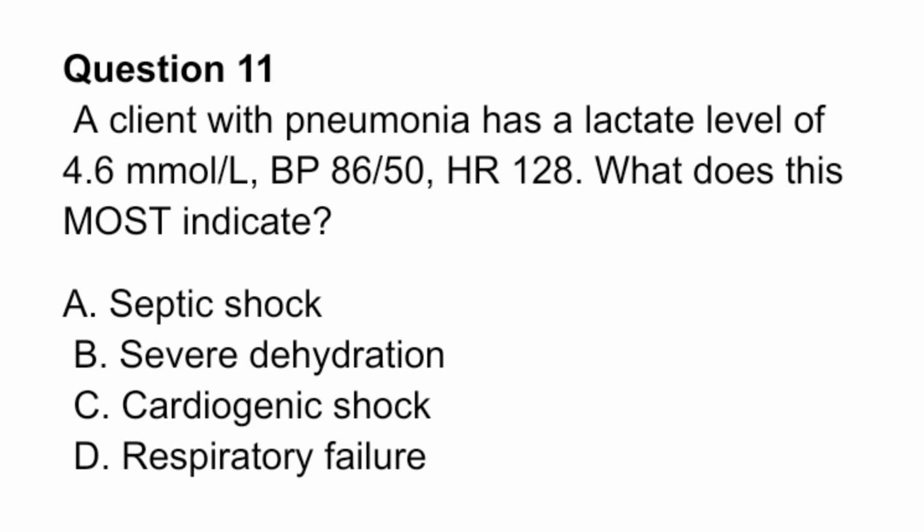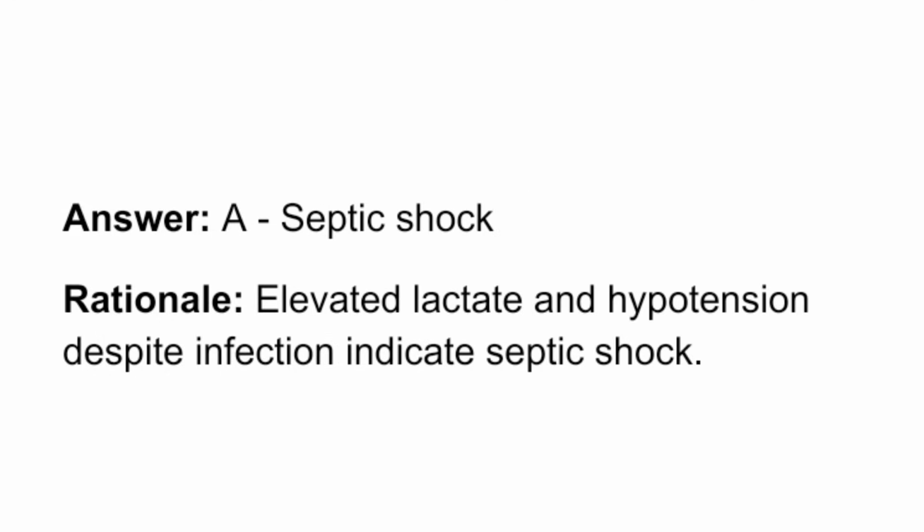Question 11. A client with pneumonia has a lactate level of 4.6 millimoles per liter, BP 86/50, HR 128. What does this most indicate? A. Septic shock. B. Severe dehydration. C. Cardiogenic shock. D. Respiratory failure. Answer: A. Septic shock. Rationale: Elevated lactate and hypotension despite infection indicate septic shock.